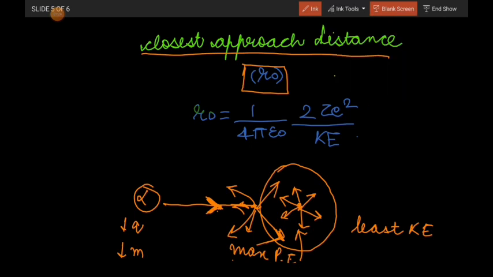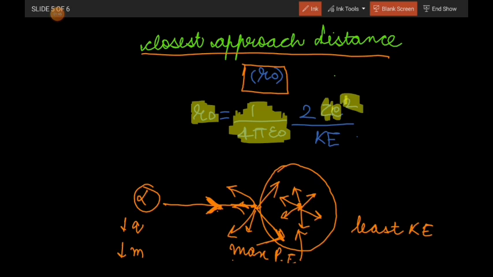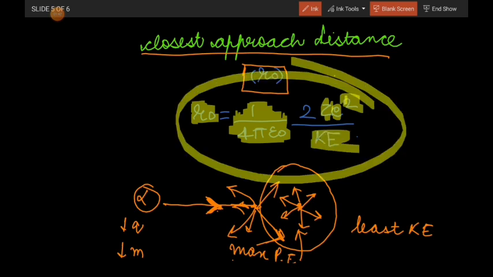So the formula is R0 is denoted by 1 upon 4 pi epsilon naught. We know epsilon naught is the permittivity of free space. After that there is 2Z, where Z is the charge of the nucleus and E is the charge of the electron, and its square. Then after that, multiply by kinetic energy. So this is your distance of the closest approach formula, and you have to learn this formula by heart.